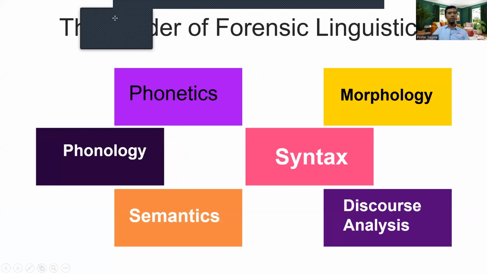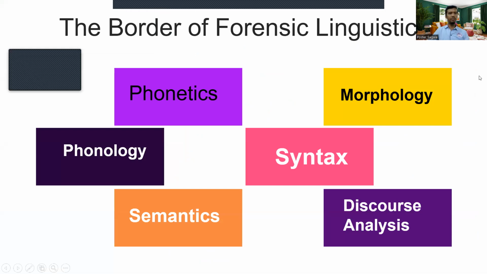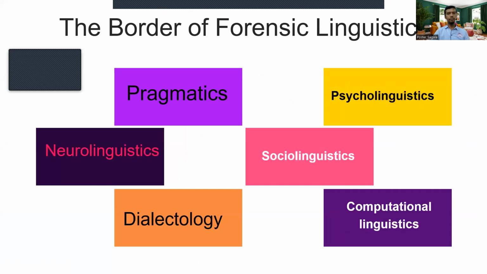Now let's move on to the borders of forensic linguistics. You can see here there are some borders of forensic linguistics, starting from phonetics, phonology, semantics, morphology, syntax, and discourse analysis. Besides that, we have other borders of forensic linguistics, such as pragmatics, neurolinguistics, dialectology, psycholinguistics, sociolinguistics, and computational linguistics. So here are some borders of forensic linguistics.